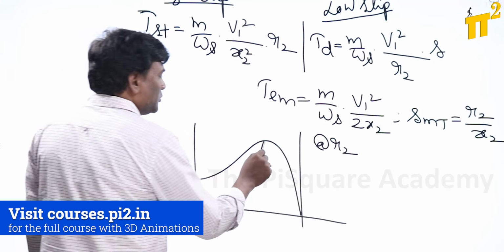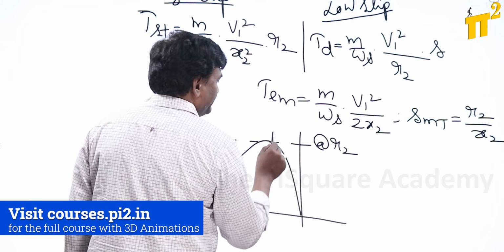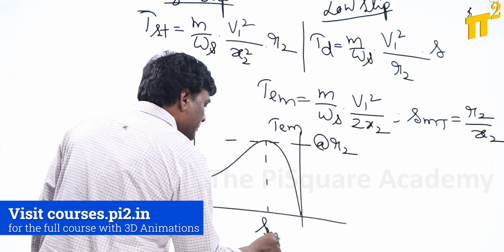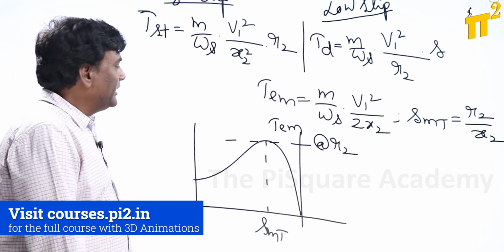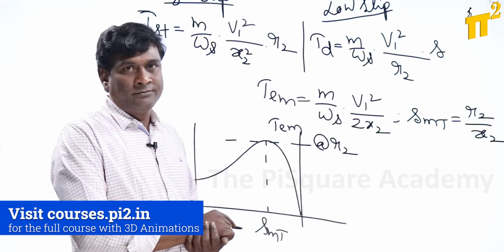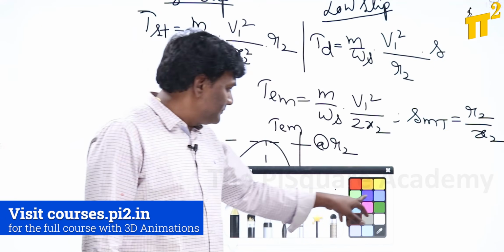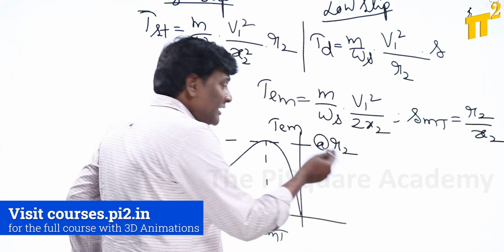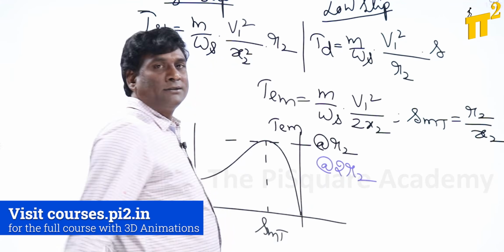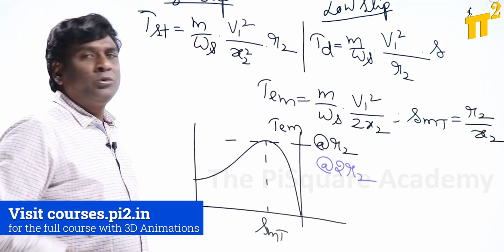Okay, so this is going to be TEM pull out torque, and this is going to be slip at which maximum torque. Okay, this is going to be the characteristics for rotor resistance control. Okay, now in the second case, if rotor resistance is doubled, what is going to happen?